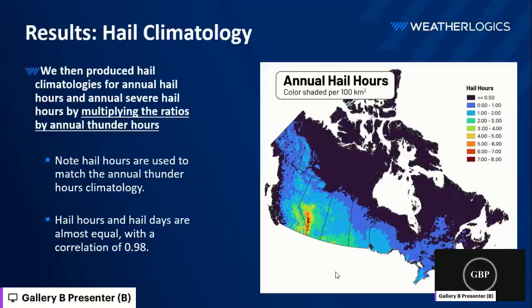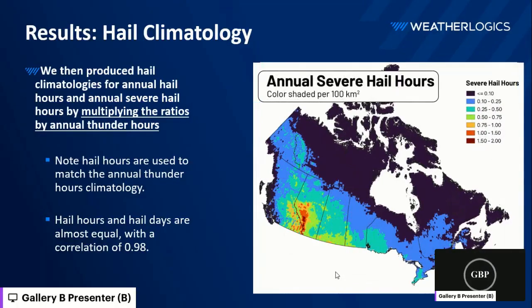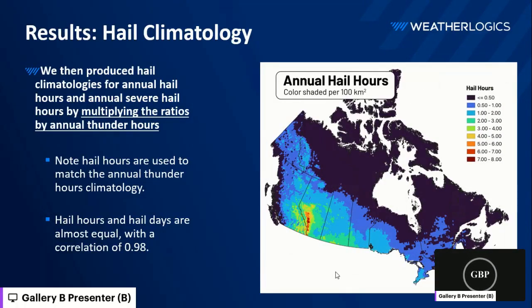So the result, we now have our hail climatology when we just multiply those maps of ratios by the thunderstorm climatology. So multiplying the hail thunderstorm ratio at any grid point by the number of annual thunder hours gives us the number of annual hail hours. So this map shows a lot of the patterns that you would expect. So in the Alberta foothills, we have a maximum nationally in hail with 6 to 7 days per year.